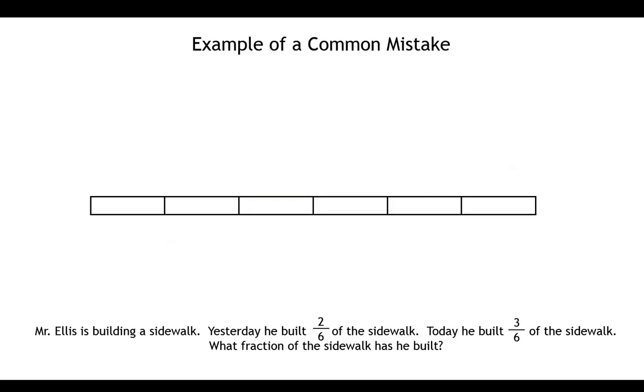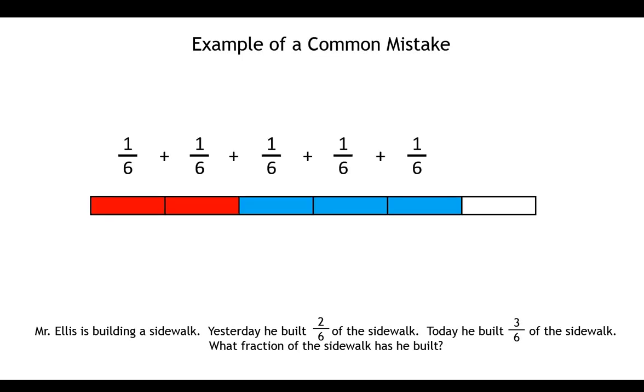Here's an example of a common mistake using the exact same problem. Students will shade the fraction bar correctly, 2/6, 3/6, and then when they go to add the numerators, they also add the denominators. This can also happen when we use the shortened notation, 2/6 plus 3/6, and they get 5/12.